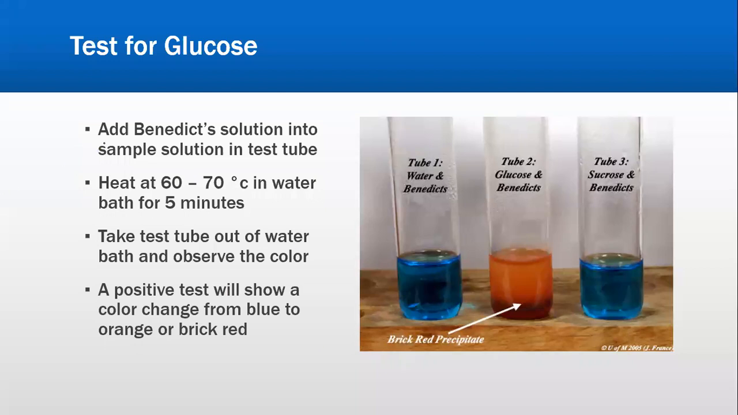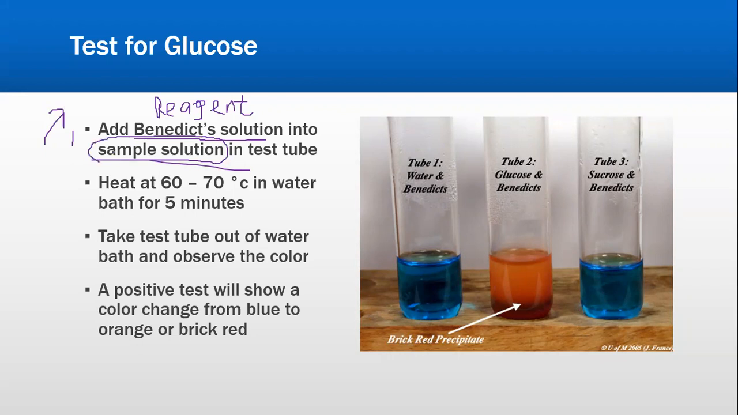First of all, we'll be talking about the test for glucose. In the test for glucose, number one, add Benedict solution. Benedict solution is basically a reagent that you will be given in a lab, and you have to add Benedict solution into a sample solution in a test tube. This is the solution that you are supposed to test.